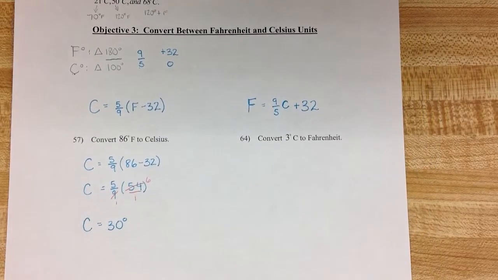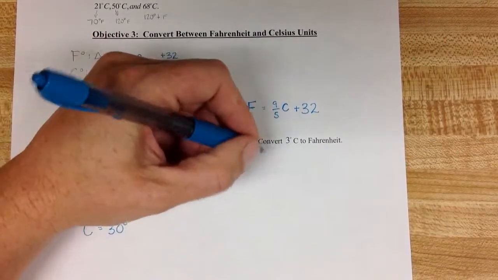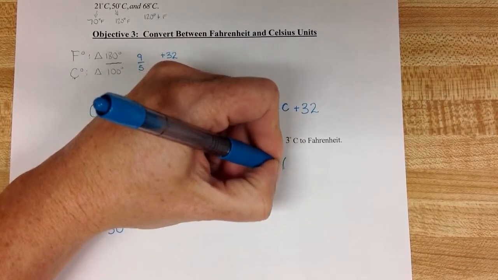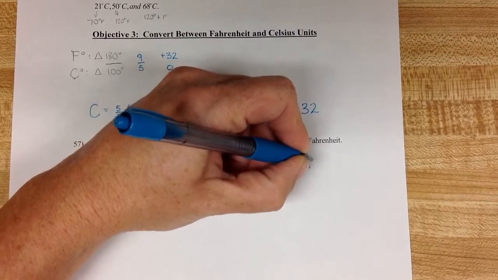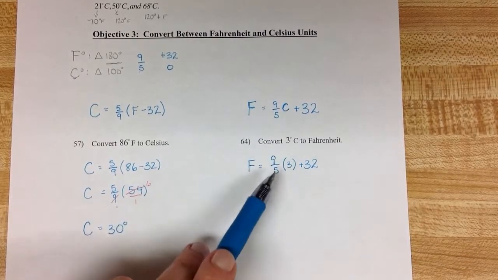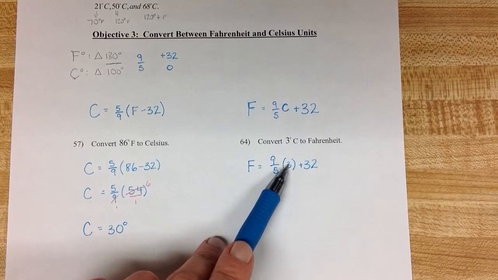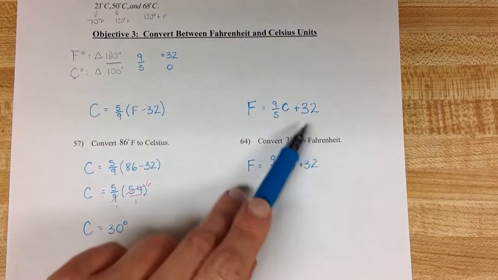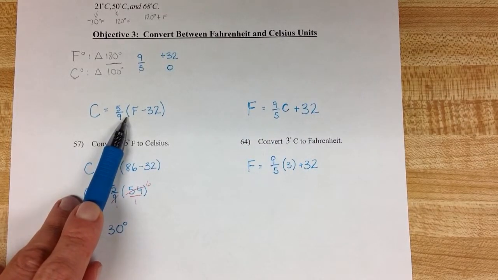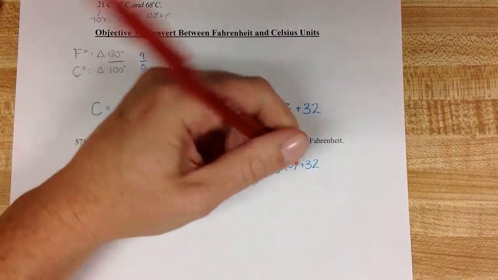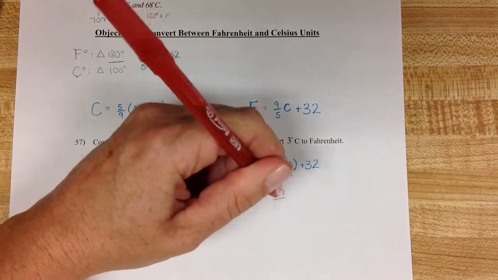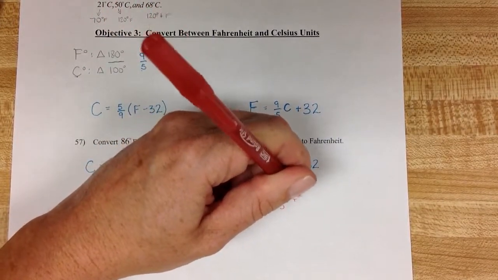Going the other direction, looking at a Celsius temperature and converting it to Fahrenheit, I'll start by placing the 3 in my formula where the C used to be, and then following order of operations. In this one I need to do the multiplication before I do the addition, because that 32 is not in parentheses with the C like it was over here with the Fahrenheit. So I'm going to put a 1 under that 3. There aren't any like terms to cancel, so I end up with 27/5 plus 32.